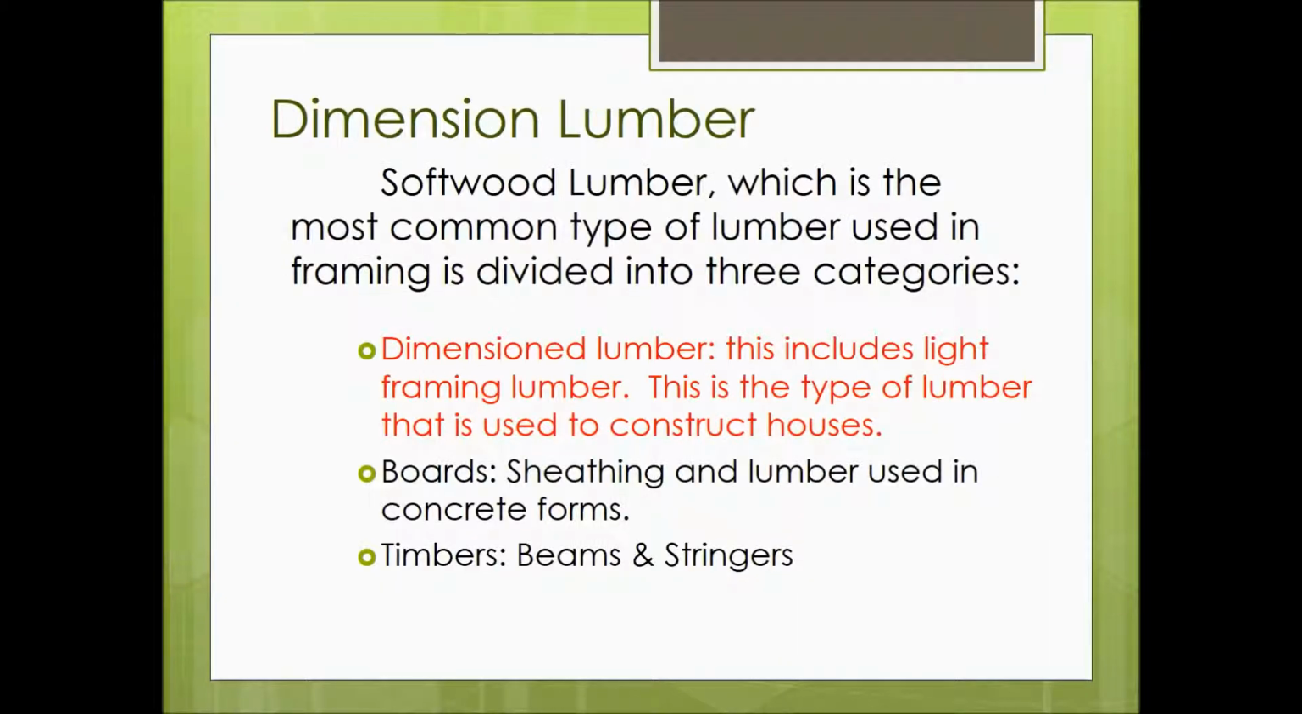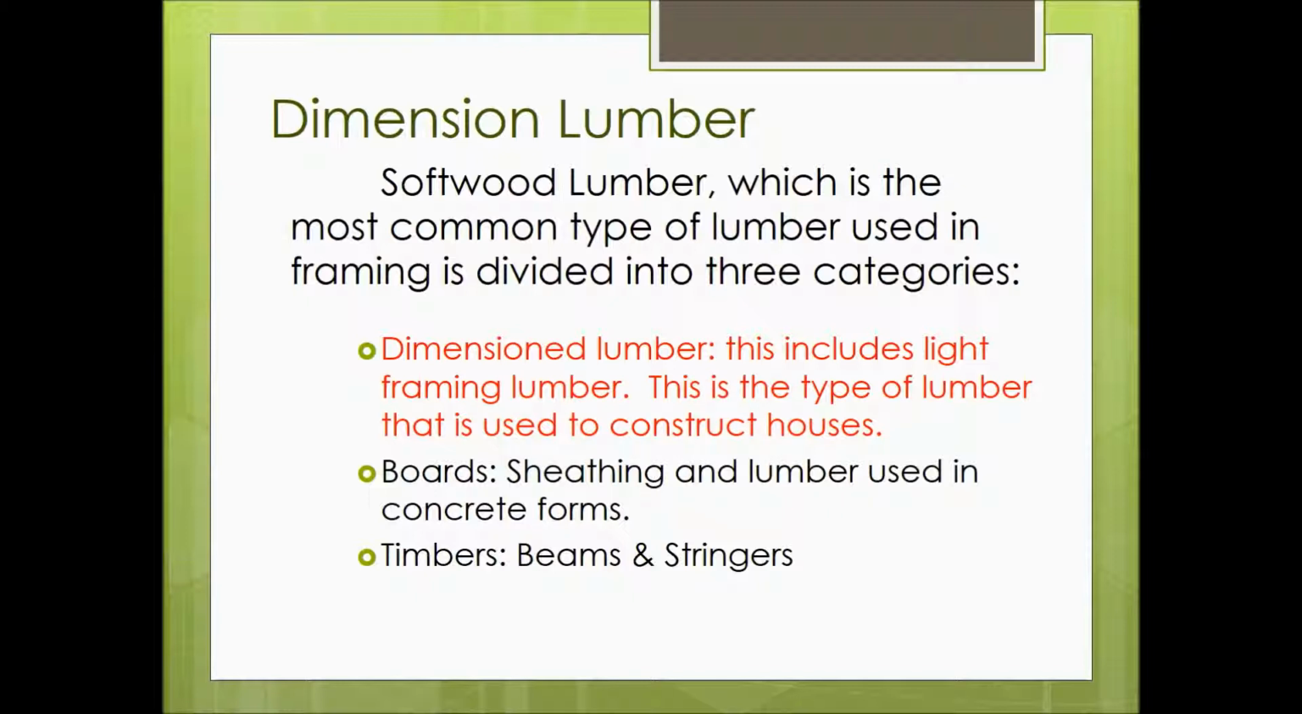Now, dimension lumber, softwood is the most common type of dimension lumber. It's divided into three categories. Number one is dimension lumber. This includes light framing lumber. This is the type of lumber that's used to build houses. So you want to make sure that you pay close attention to this statement.